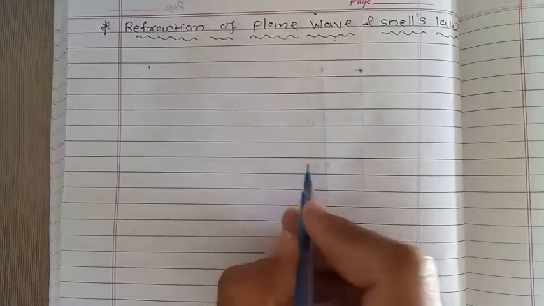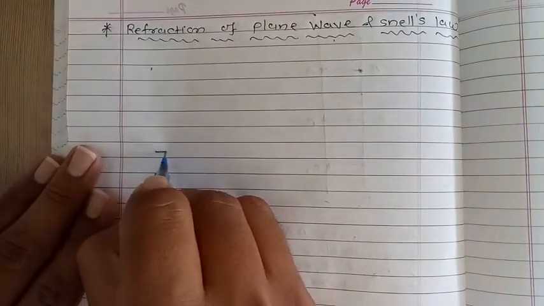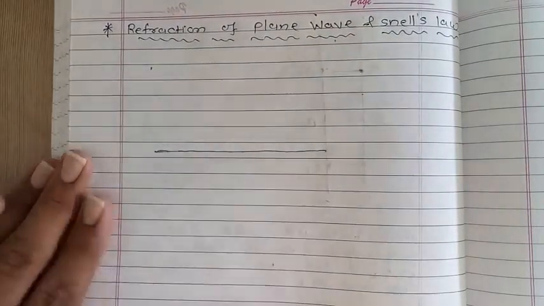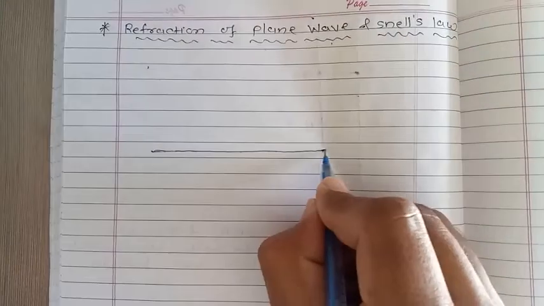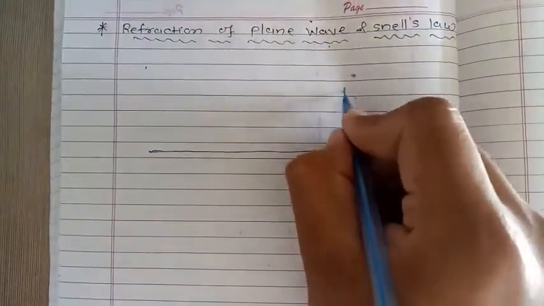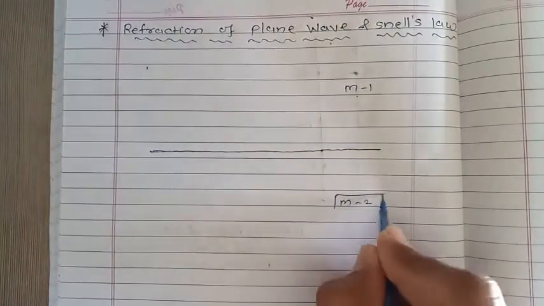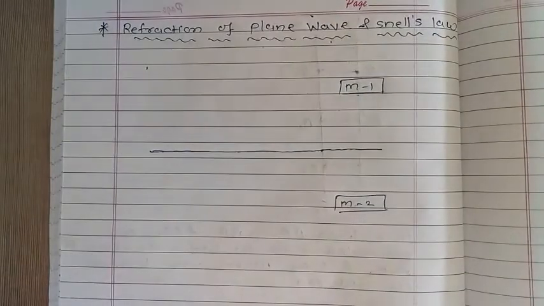Now see here, this is the surface which separates medium 1 and medium 2. So this is medium 1 and this is medium 2, right?